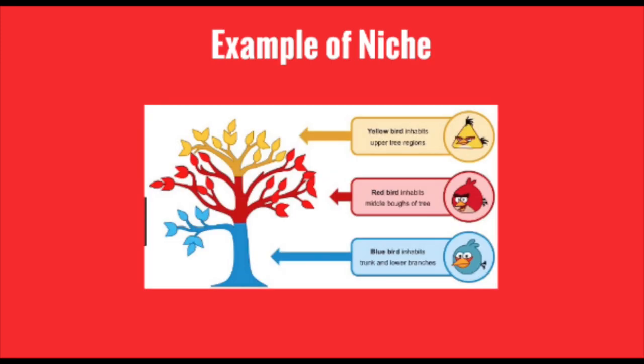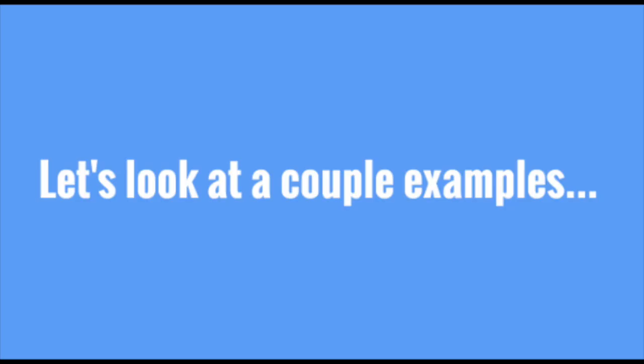Examples of a niche are below. There are 3 different species that live in one tree. The yellow bird inhabits the upper tree regions, while the red bird inhabits the middle rows of trees, and the blue birds inhabit the trunk and lower branches. Let's look at some examples.